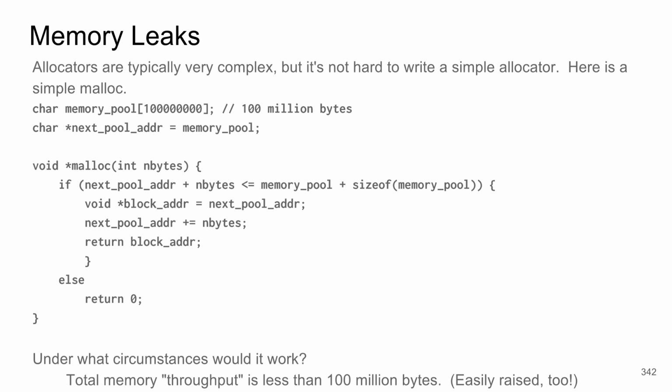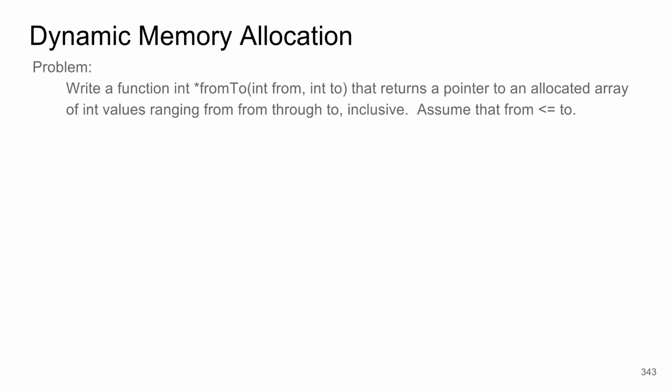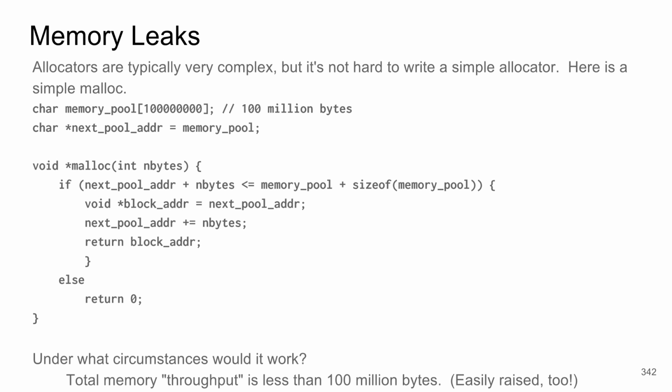So the total memory throughput is less than 1,000,000 bytes, which can be easily raised. So here's a problem. Again, that was just illustrating how a simple allocator could work. Malloc and the memory allocators that we'll be using are a lot more complex than this, but just to get an idea of the basic concept behind them.